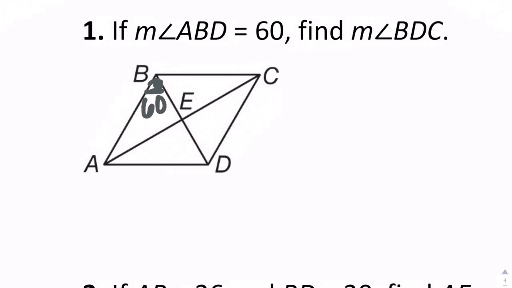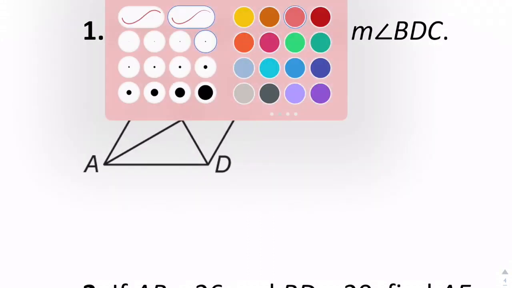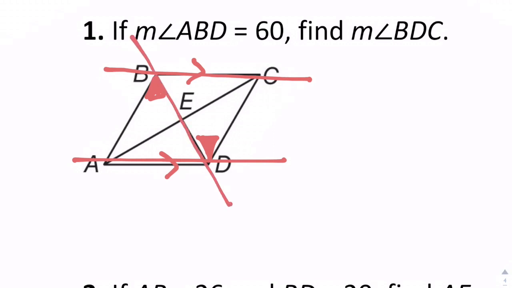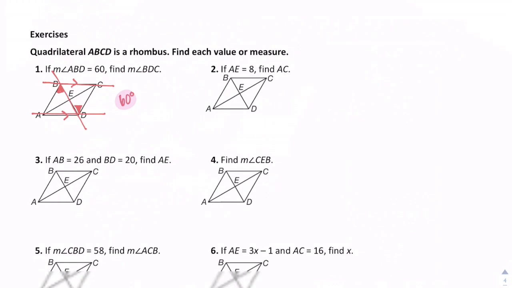Well, if this is a rhombus, that means that it must also be a parallelogram. And so if I know this angle right here, I can know this angle right here because it's a parallelogram, meaning these must be parallel. This is a transversal, meaning those are alternate interior angles. So angle BDC must be 60 degrees.